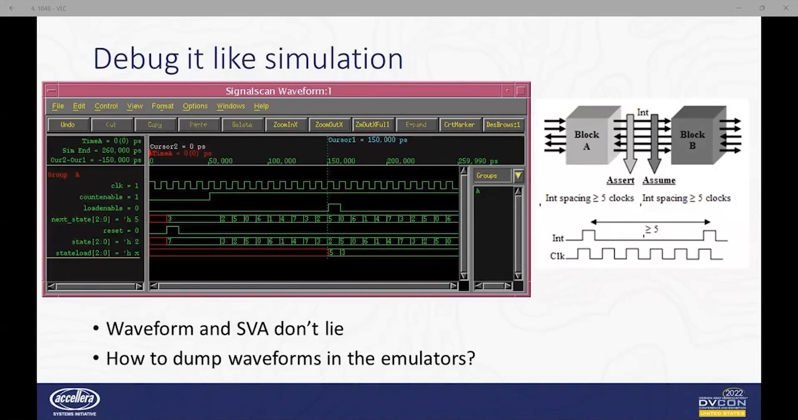Many emulation engineers have a verification background, so we feel at home with waveforms and assertions. Thanks to the speed of emulation, we can dump a lot more waveform a lot faster. It is a slightly different use model compared to dumping the waveform in simulation.